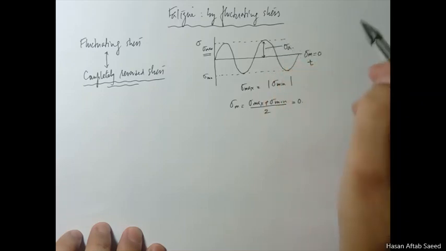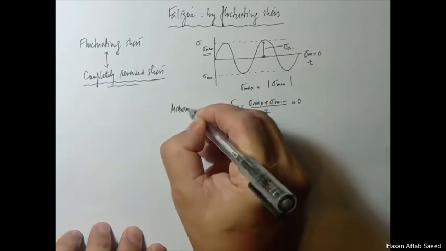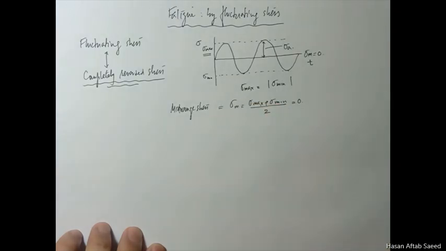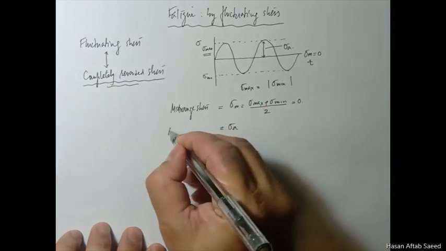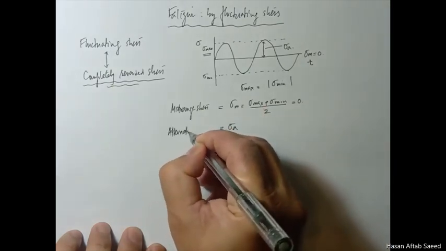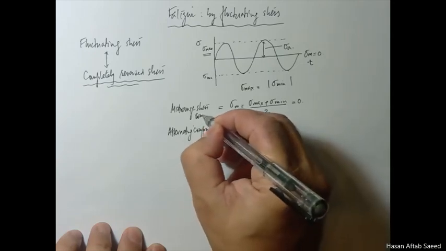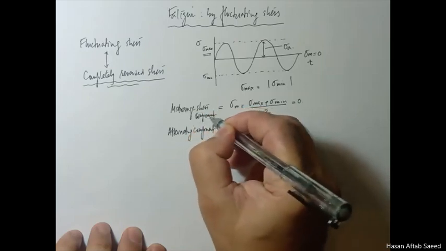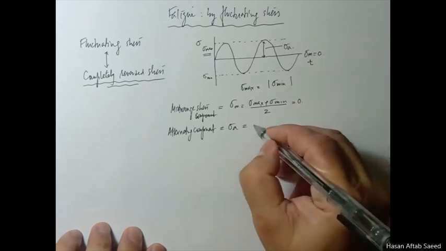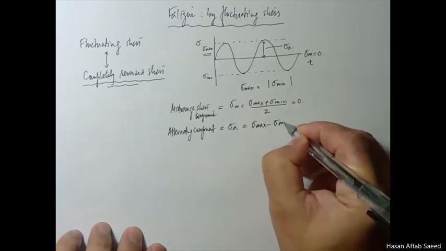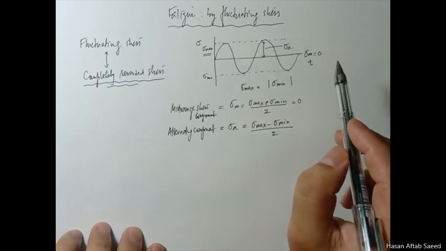All you had was sigma a. Now what is sigma a? If sigma m is the mid-range stress or mean stress, then sigma a is the alternating component. This is also a component, mid-range stress component or alternating component. Now this one, the definition will be sigma max minus sigma min over 2, and this will have some value.